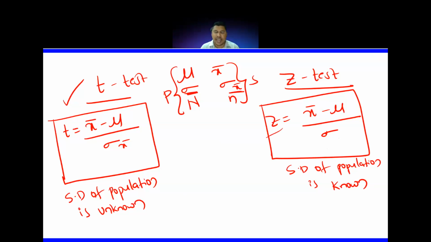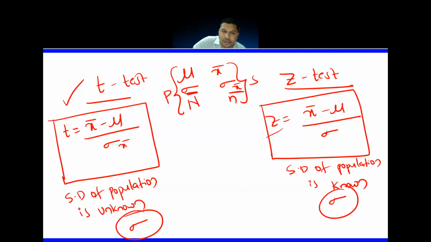Okay, both are the same test. Only difference is that we can apply T test when you don't know the standard deviation. When you don't know the standard deviation value of the population, you apply T test. When you know the standard deviation of the population, then you apply Z test.